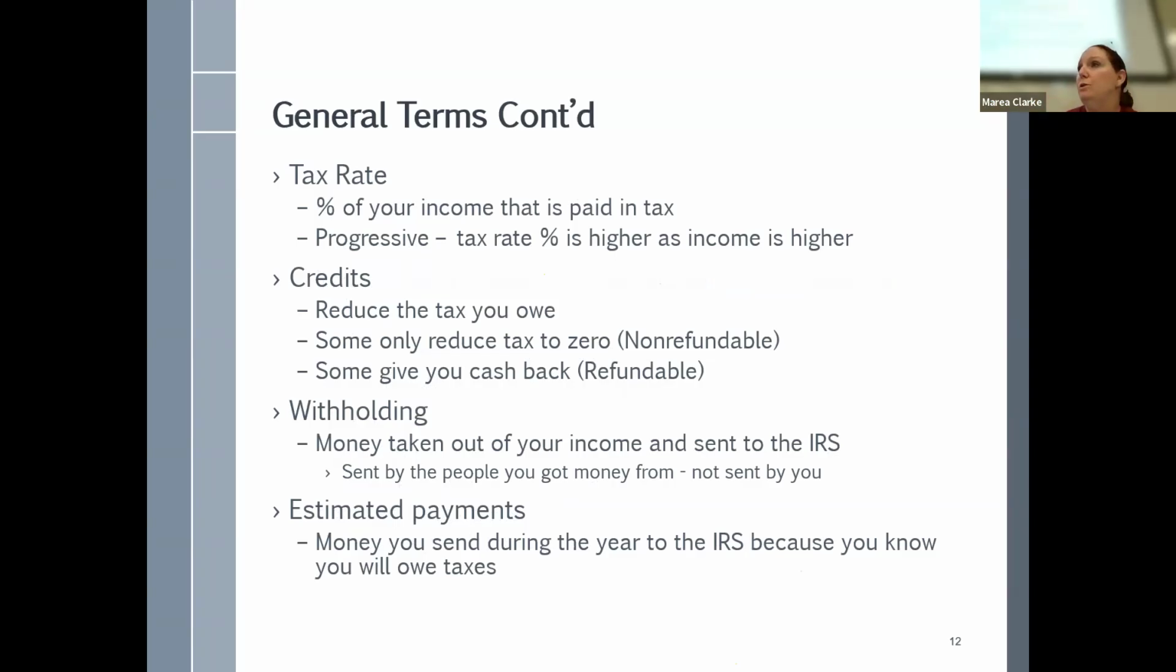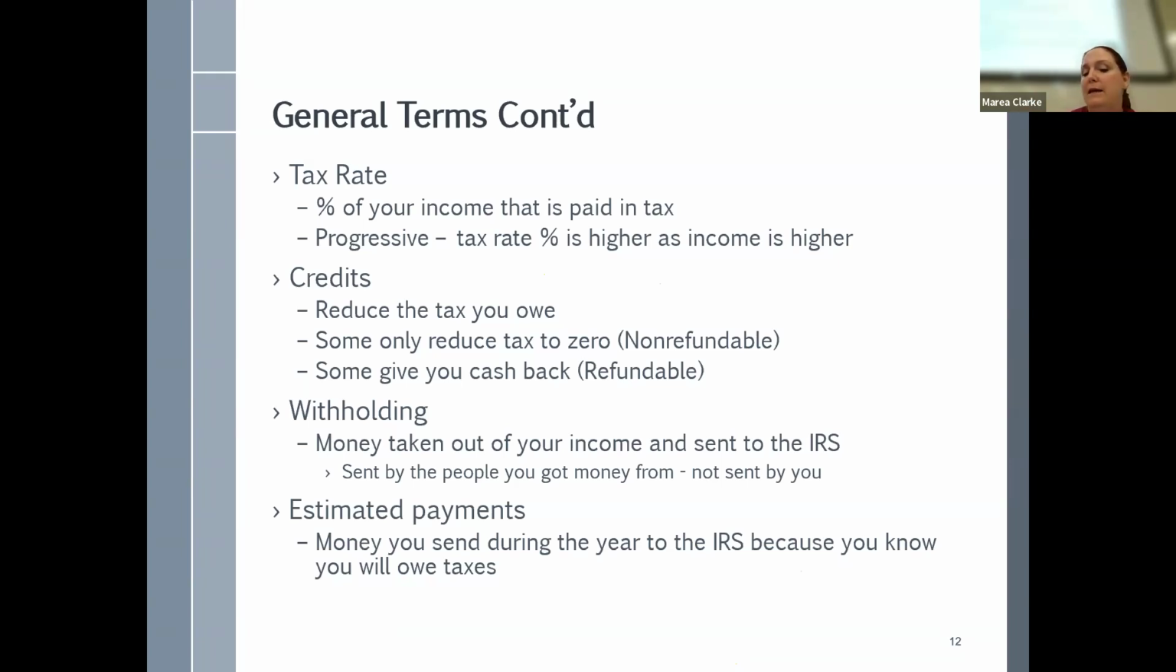A credit will reduce the amount of tax that you owe. Non-refundable credits will only reduce your tax down to zero. Refundable ones are the good ones, right? They will actually give you money back. So even if you never gave the government that much money, if you get a refundable credit, you might get more money back than you ever gave them.